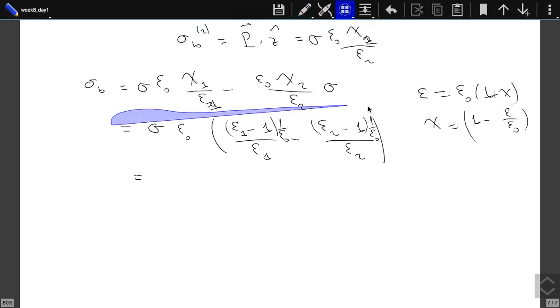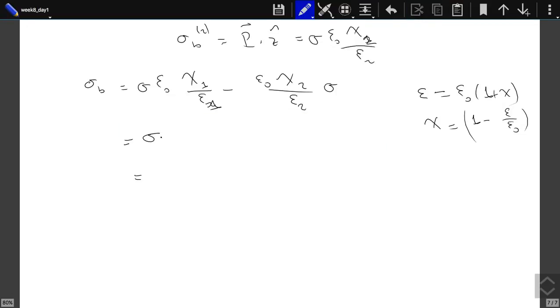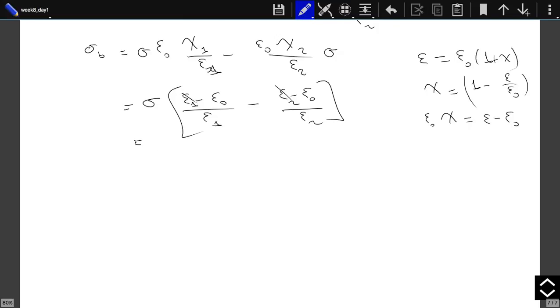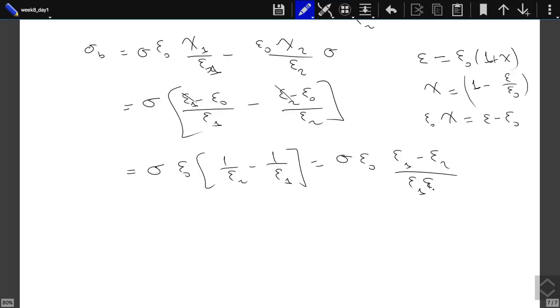So let me rewrite this in a proper way. Epsilon 0 chi is equal to epsilon minus epsilon 0. That is what I will be using. Epsilon minus epsilon 0 over epsilon 1 minus epsilon minus epsilon 0 over epsilon 2. You see, here I have a 1, epsilon 1 over epsilon 1. Here I have a minus 1, epsilon 2 over epsilon 2. They will cancel. So this term cancels this one. So I end up having sigma times epsilon 0, 1 over epsilon 2 minus 1 over epsilon 1. This is equal to sigma epsilon 0, epsilon 1 minus epsilon 2 divided by epsilon 1 times epsilon 2.